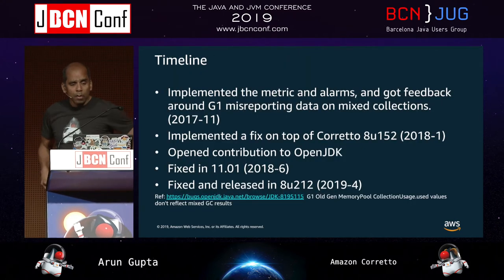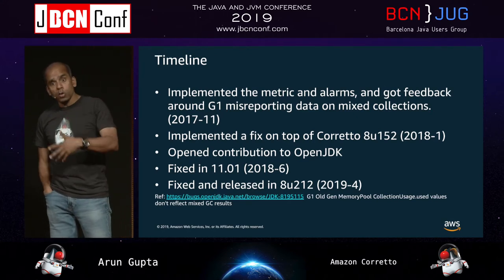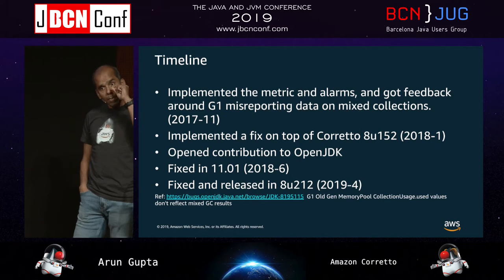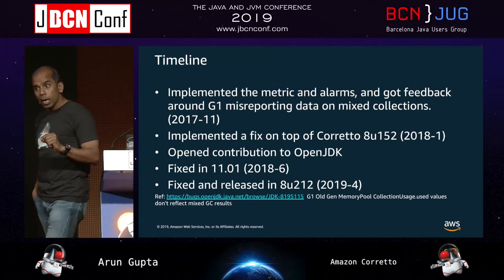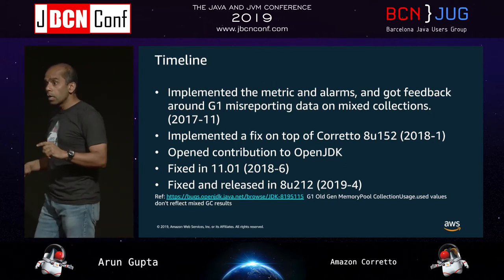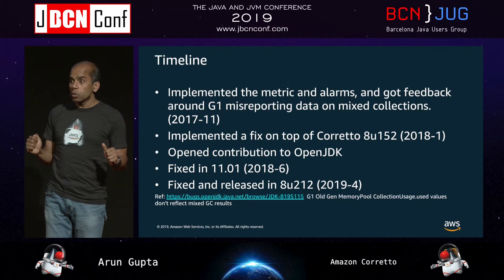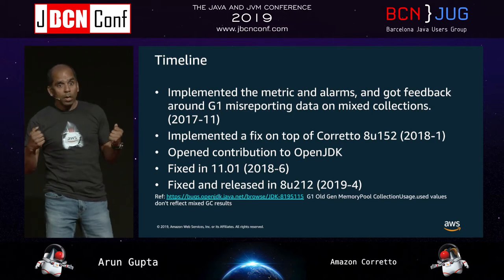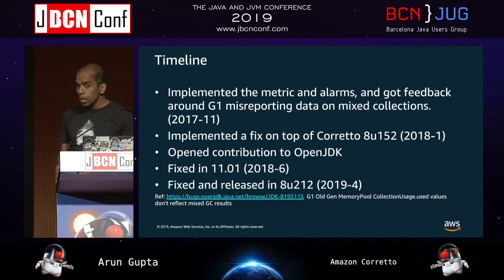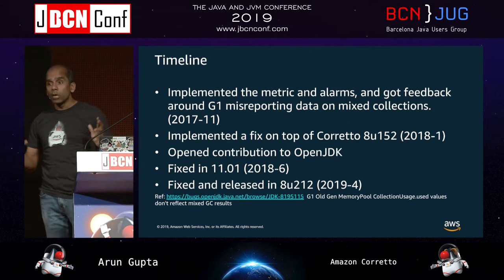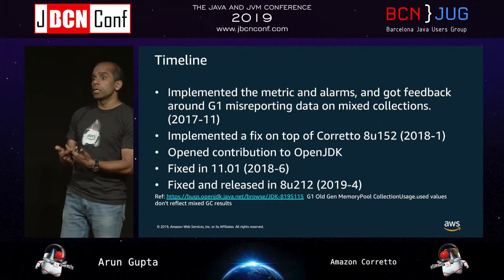In terms of how we did it, we implemented the metrics and alarms around the way the G1 garbage collector was not reporting the metrics correctly. So we made that patch in the G1 garbage collector and implemented the fix on top of Corretto first. Because we are running at such a huge scale, we had the ability to test it internally first, to make sure these metrics and alarms and the way they are reported are correct, and that we are able to take the correct action. Once we did that, we opened the contribution to OpenJDK, fixed it in 11.0.1, and then released it in 8 update 212.